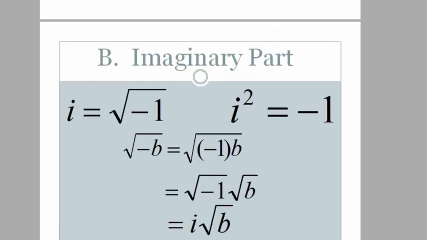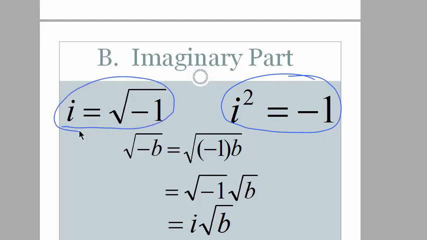i is equal to the square root of -1. So therefore i squared is equal to -1. You use this right here a lot when you're multiplying complex numbers. You use this right here when you're reducing radicals that have a negative. So here's an example of reducing a radical with a negative. You factor out the square root of -1, and that becomes i.